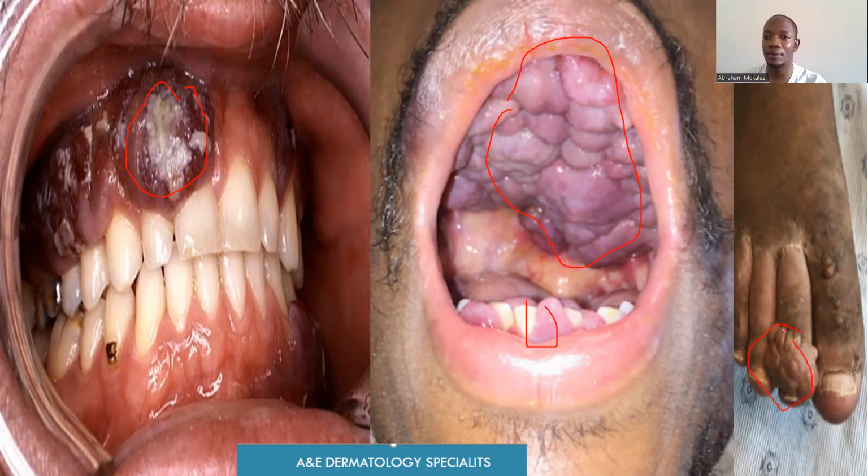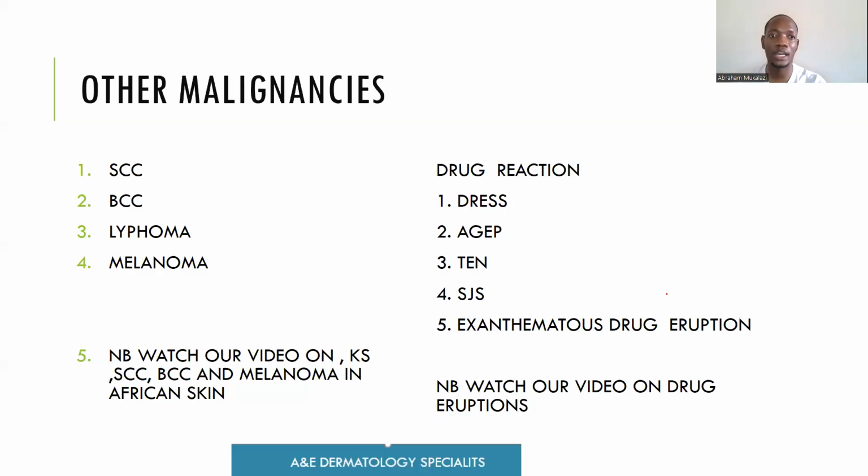Sometimes it can start on the leg, where they will see these nodules and plaques. Sometimes it comes with chronic lymphedema, and then you can end up with elephantiasis, and in that case, you need to manage the patient in due time.